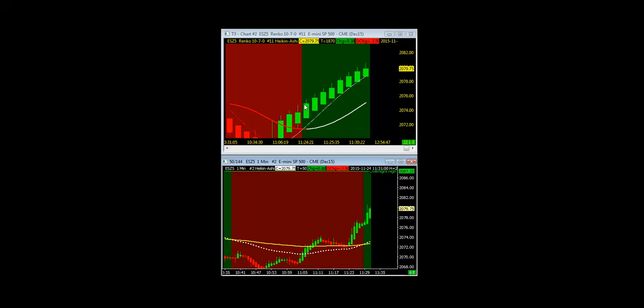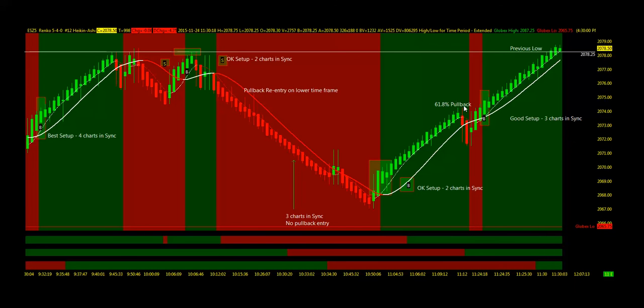Heikin Ashi bars are moving upside. I got a T3 moving average crossover on the 10 tick. I have the 50 above the 144. Things are looking much better, and bang, right there, there's the buy signal to the upside, all right? So now I have a good setup.